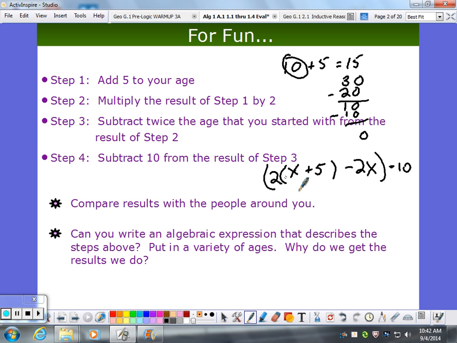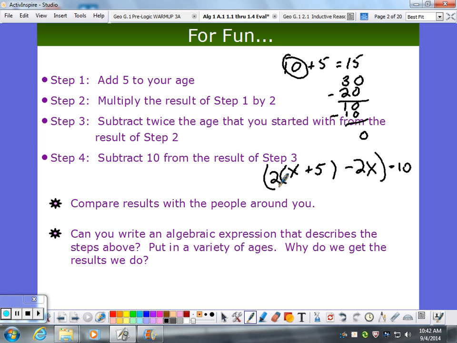Does this write out all the steps in a mathematical expression? Let's see, did we do it right? Add 5 to your age, multiply that result by 2, subtract twice the age you started with, and then subtract 10 from that result. Pretty much. Now let's see what happens here. I think in last class we were doing something that asked, do I need to simplify? What's the answer to that question? Yes. You always simplify, it should be automatic. Oh my goodness, how do I simplify this thing here?